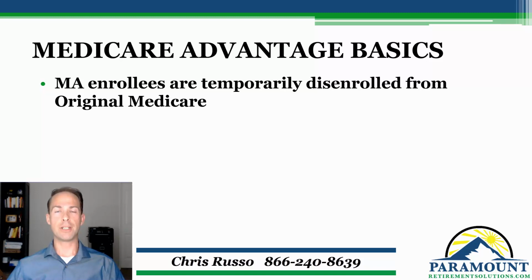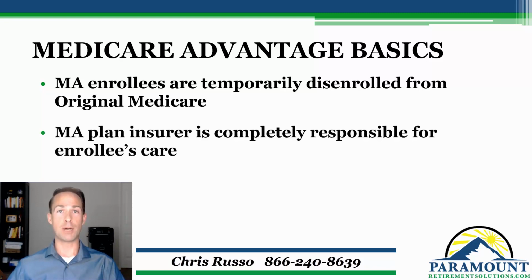So when you sign up for an Advantage plan, even though you might not pay them anything extra, any premium for that coverage, Medicare now gives that insurance company about $600 to $900 a month, so somewhere around the neighborhood of $10,000 a year to provide your health care. But in doing so, Medicare now is no longer responsible for providing your care. That insurance company is now completely responsible for your healthcare coverage.